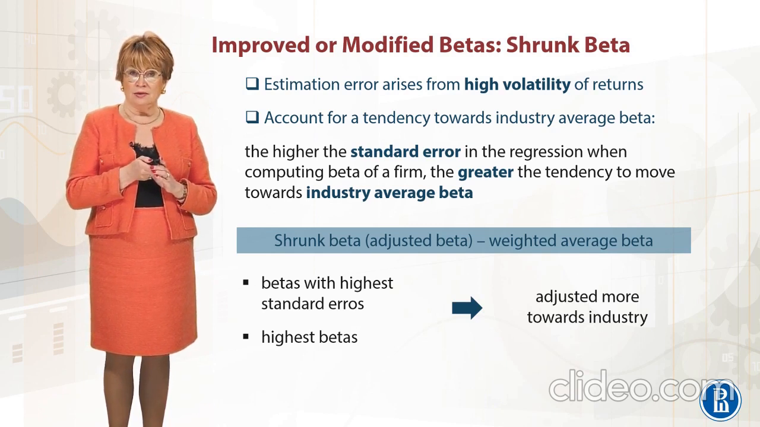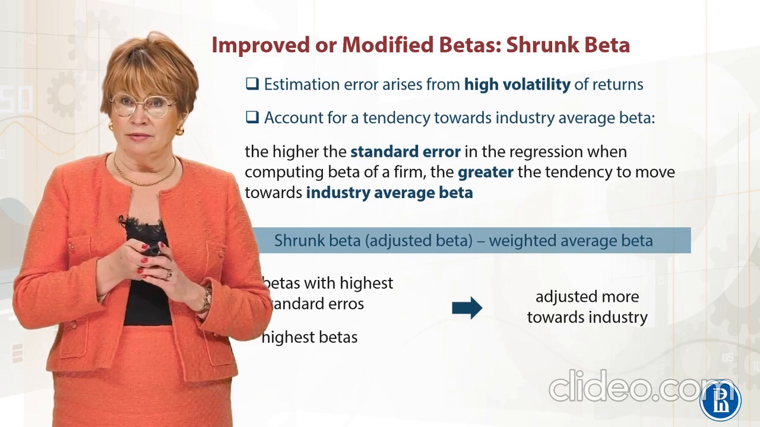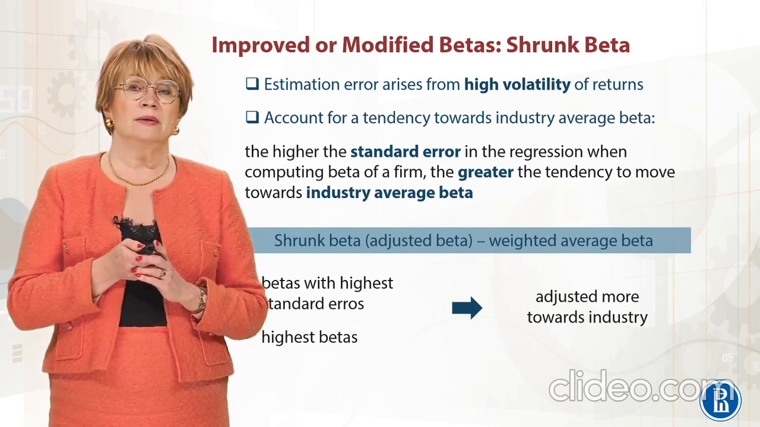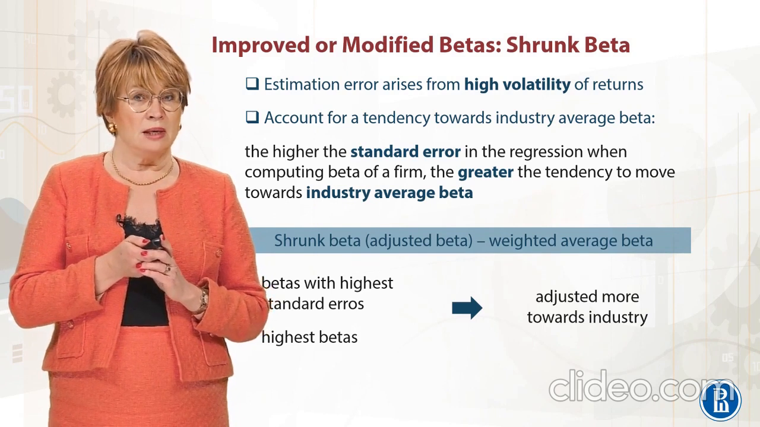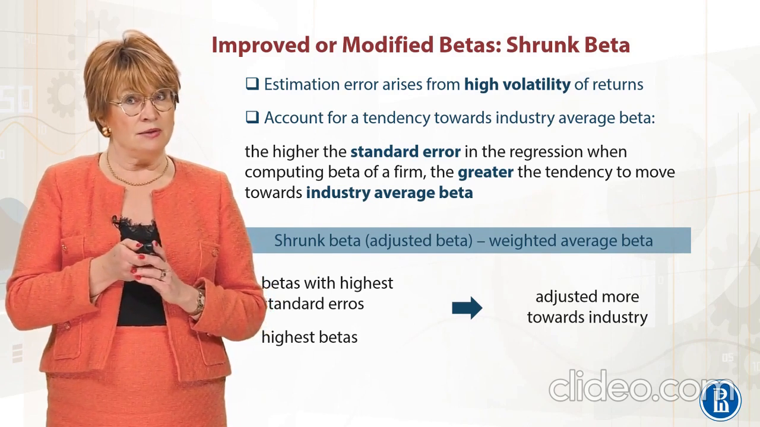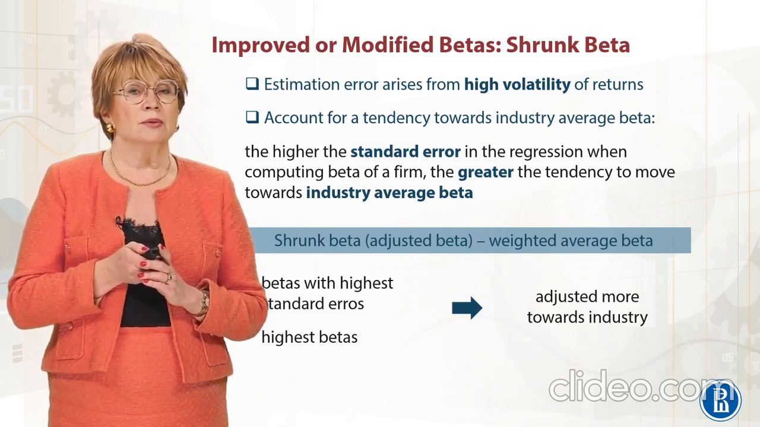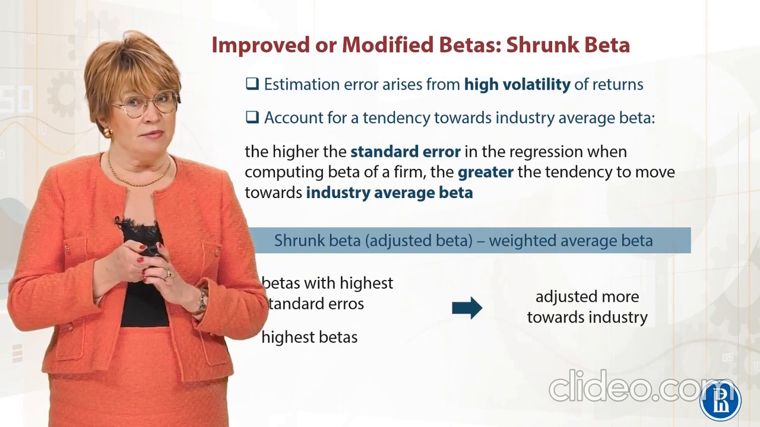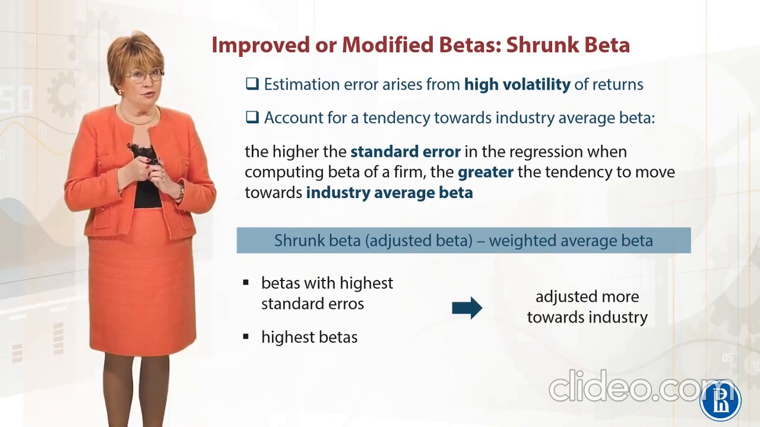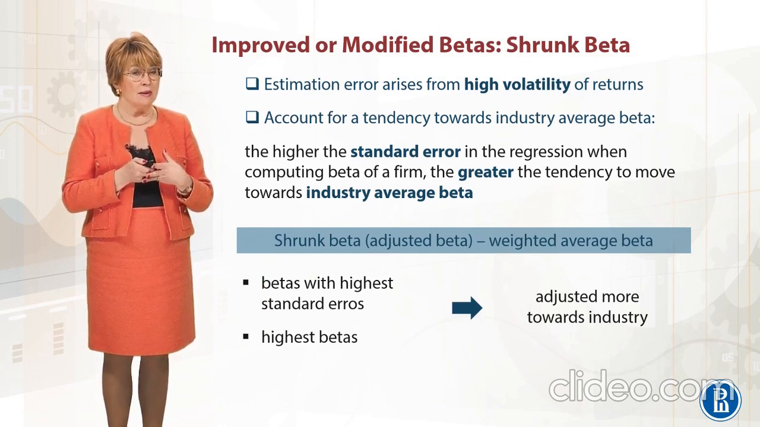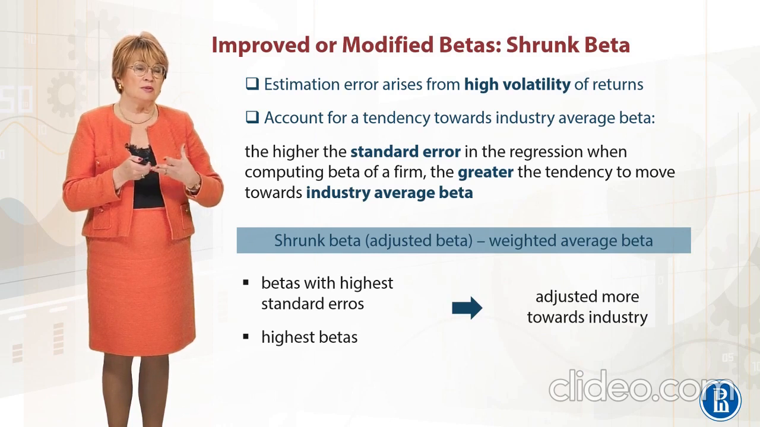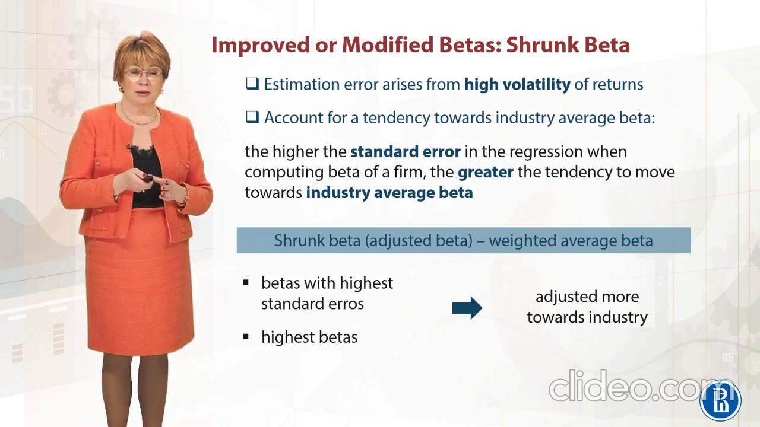And the higher the standard error when we are making the regression analysis to find the true betas of many companies, the greater the tendency for that particular company to move towards industry average beta. So the shrunk or adjusted beta, which is weighted average beta, should also comprise the industry beta. This is like a very specific instrument or very specific decision.